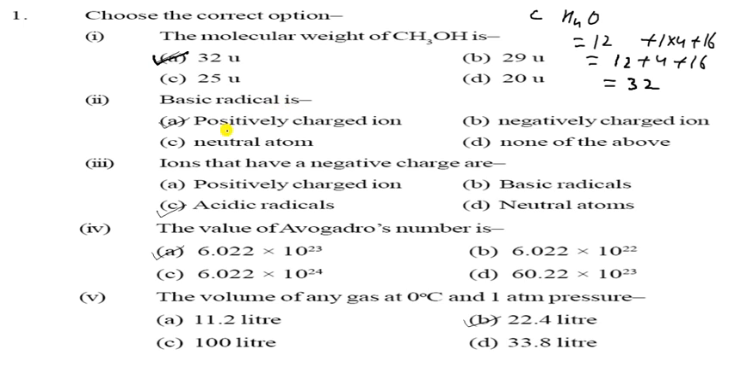Basic radicals, always remember, are positively charged. Now second, ions that have a negative charge are the acidic radicals. The value of the Avogadro number, as you have known, is 6.022 into 10 to the power 23. Now the fifth one: the volume of any gas at 0 degrees C and 1 atmospheric pressure is 22.4 liters. So that will be your correct answer.